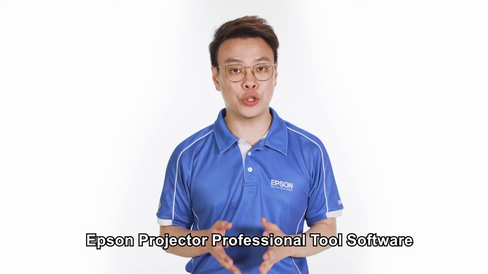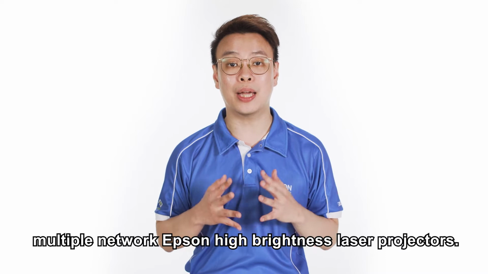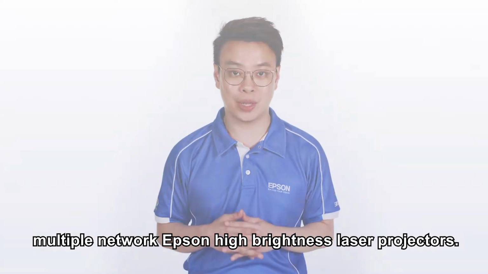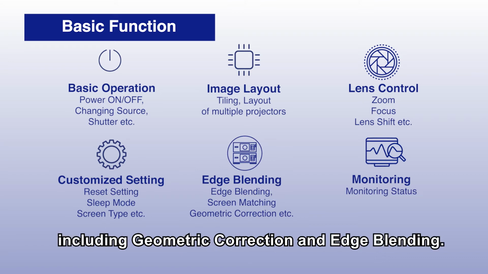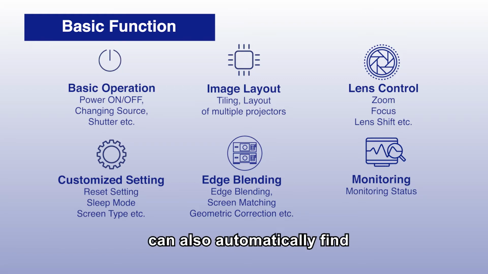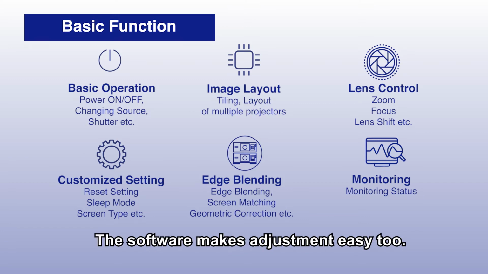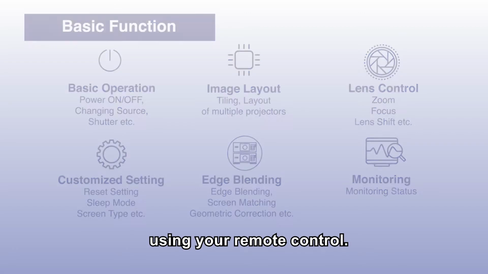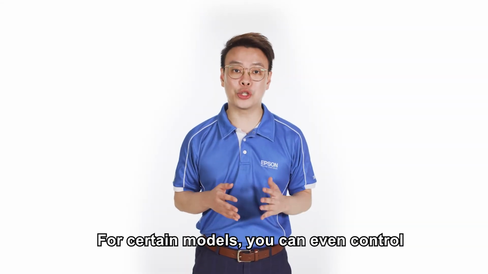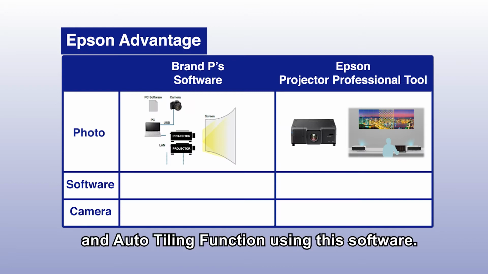Epson Projector Professional Tool Software makes it easy for you to manage and set up multiple networked Epson high brightness laser projectors. It offers powerful projection features, including geometric correction and edge blending. This intuitive software can also automatically find and display all projectors on the network. The software makes adjustment easy too. No need to figure things out using your remote control. For certain models, you can even control the automatic color calibration and auto-tiling function using this software.